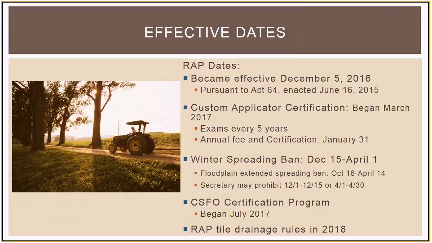So the CSSFO, the Certified Small Farm Certification Program, began officially in July of 2017. We will talk more about that, and they have some requirements that they need to fulfill. But the program started in July of this year. So before July of 2017, there technically weren't any certified small farm operations. And then another part of the RAPs were tile drainage rules that are supposed to be going into effect in January of 2018, and we will talk a little bit more about that as well.